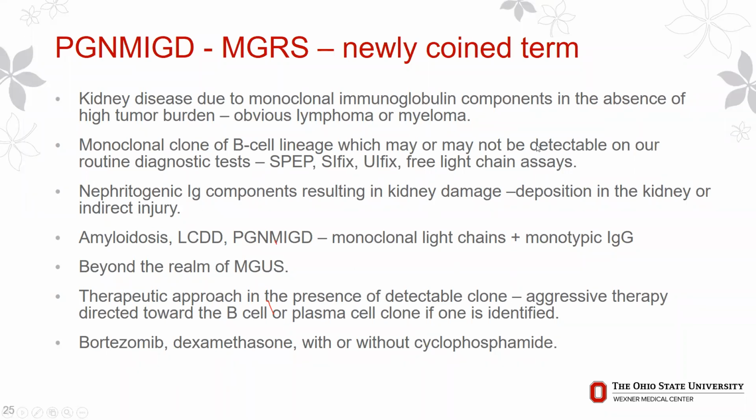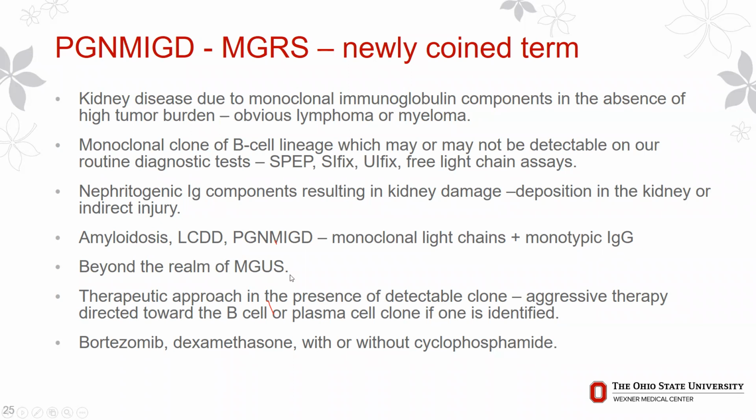In some of the patients, you can actually detect this plasma cell clone using our usual routine diagnostic tests like immunofixations and free light chain assays. But in a large subset of patients, this remains undetectable. And in those cases, it's really a problem as to how the patient should be managed. And usually the phenotypic appearance in the kidney is either in the form of amyloidosis, light chain deposition disease, or PGNMID. A combination of monoclonal light chains with or without monotypic heavy chains.